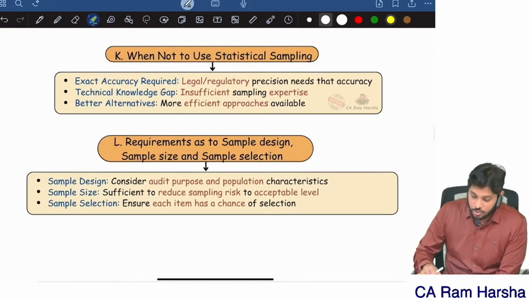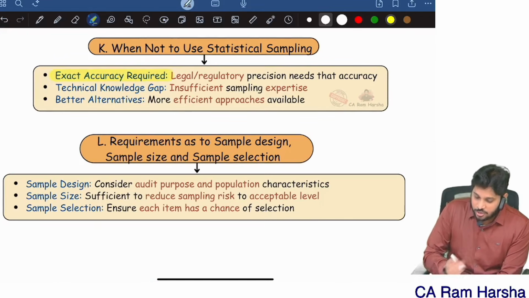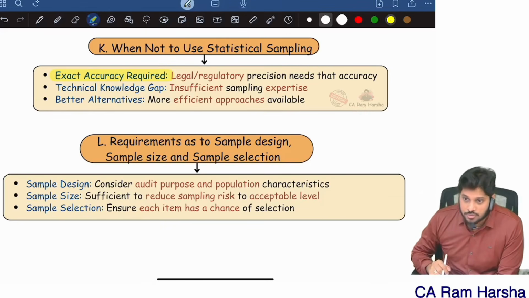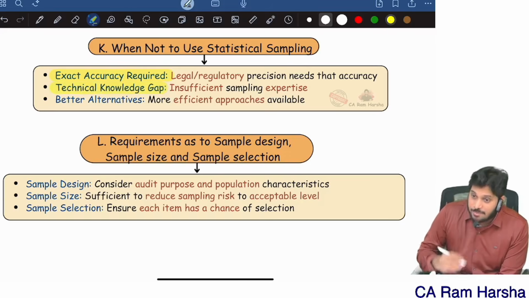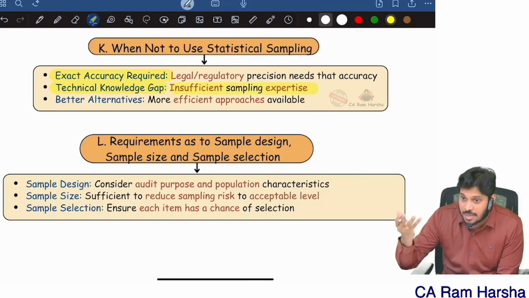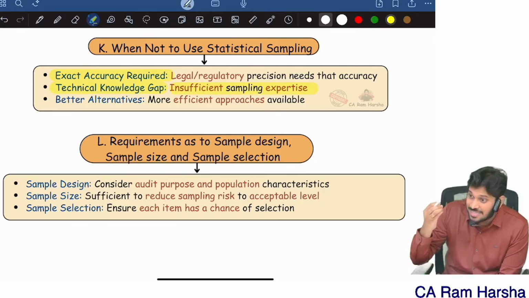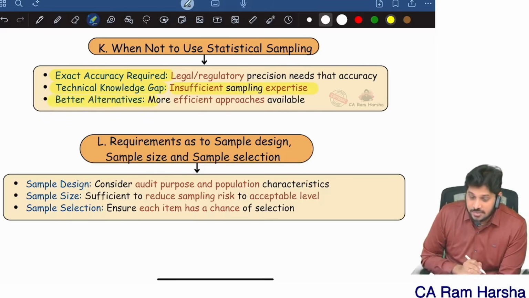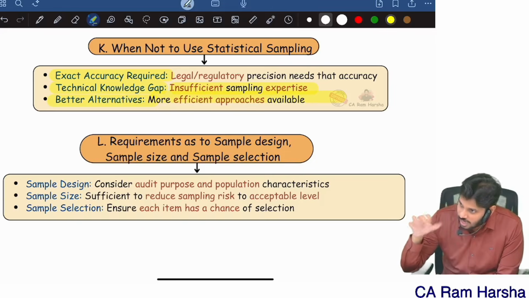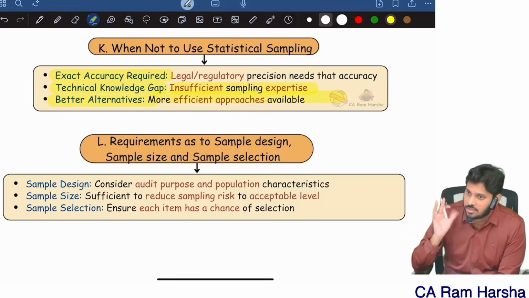Then when not to use sampling: if 100% accuracy is required because of legal requirement or regulatory requirement, whatever reason, then you can't use sampling. Technical knowledge gap, nothing but you don't know how to use sampling. Insufficient sampling skills. Better alternatives: there are more efficient ways to do it. Suppose the population size is very small, and 100% verification gives you more clarity, then go with that method.